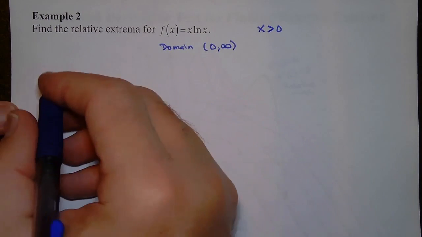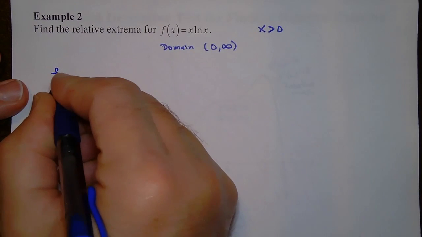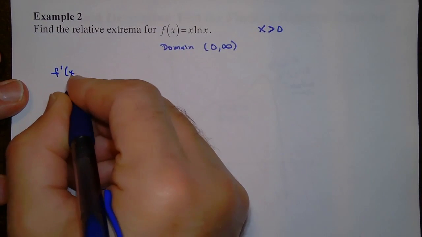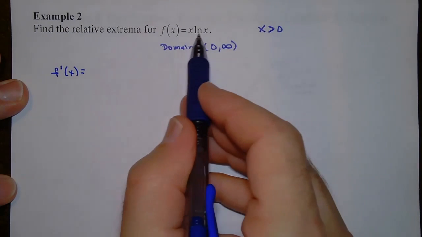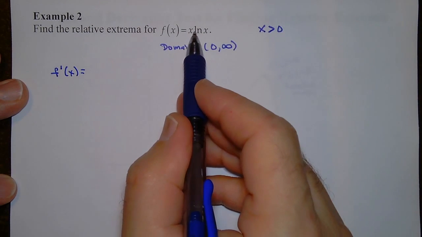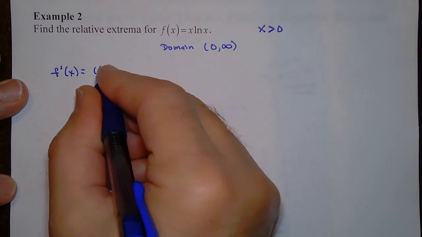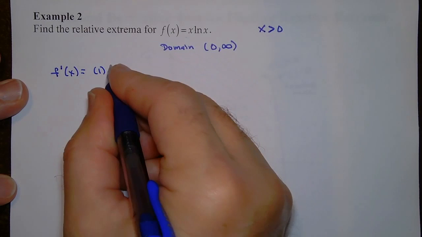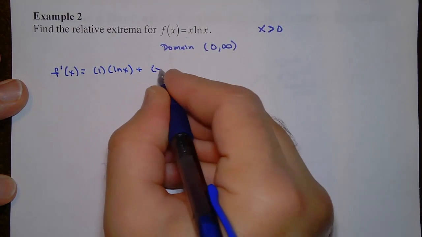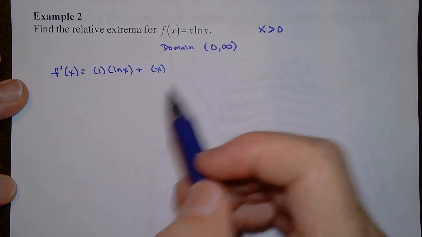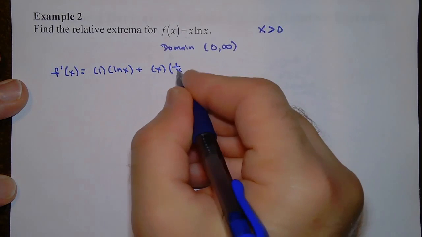All right, so here we go. We're going to find the first derivative. So to find the first derivative, that would be f prime of x. Because this is a product of two variable functions, we're going to have to use the product rule. So the derivative of x is 1 times the second function, which is ln of x, and then plus x times the derivative of the natural log of x, which is 1 over x.